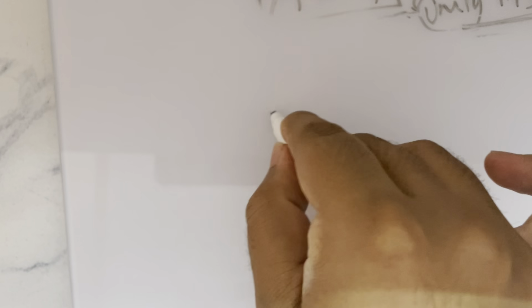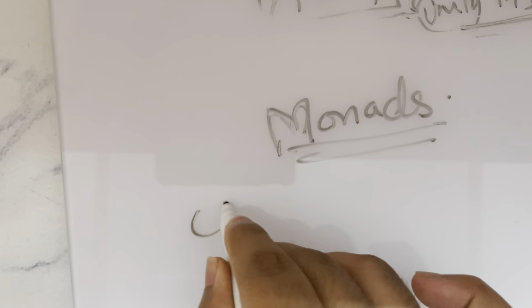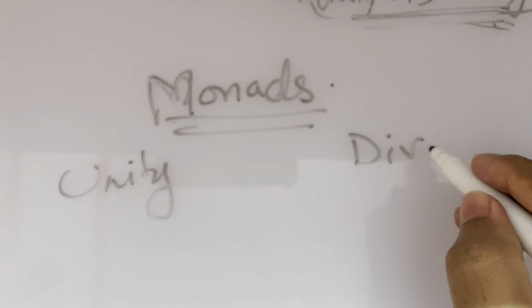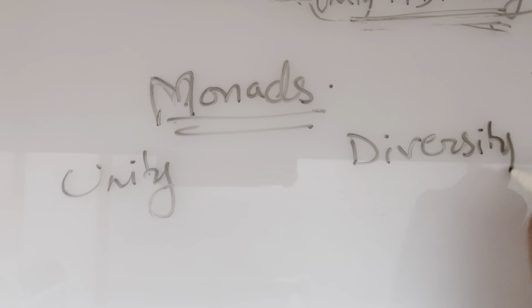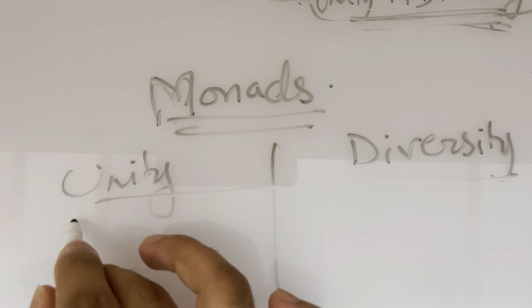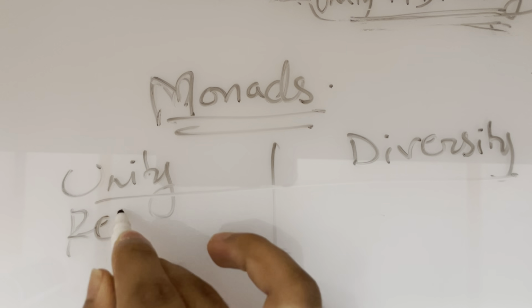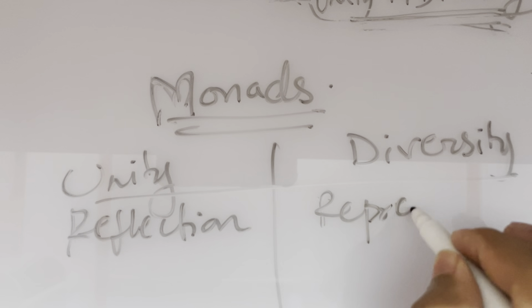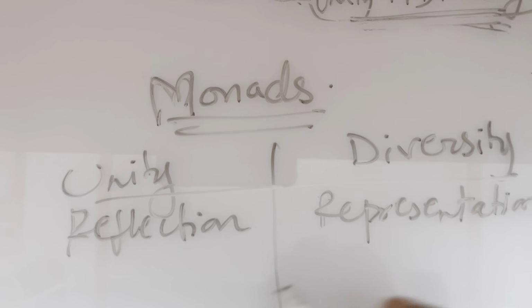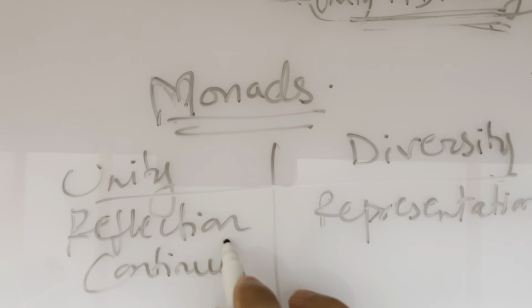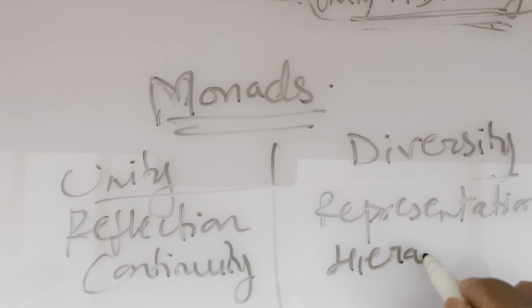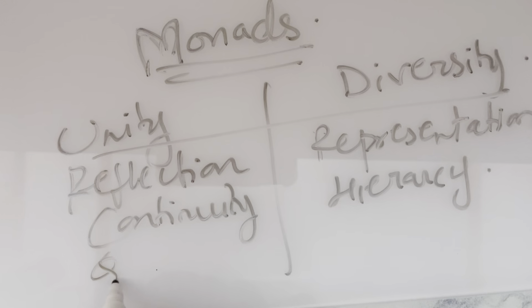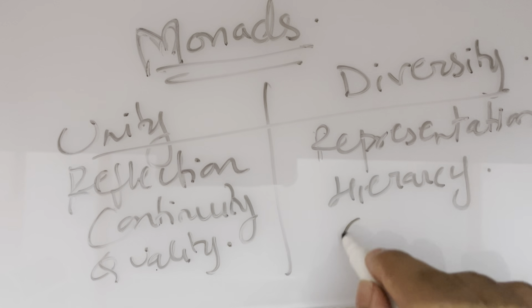So we see with respect to monads that there is a unity and there is a diversity. This is just an implication from our law of identity of indiscernibles. Unity in reflection of the universe, diversity in representation. We have unity in continuity. We have diversity in hierarchy. We have unity in quality. We have diversity in quantity.